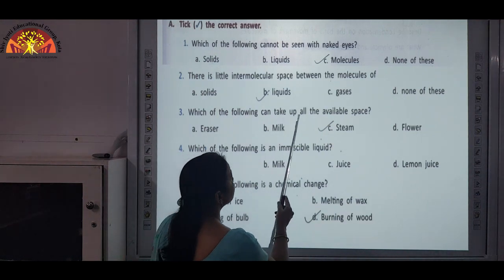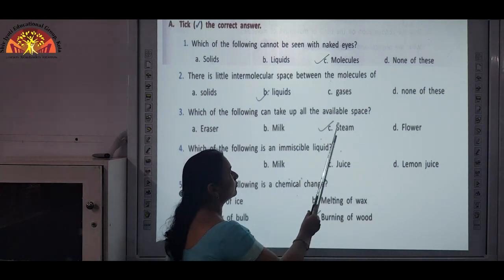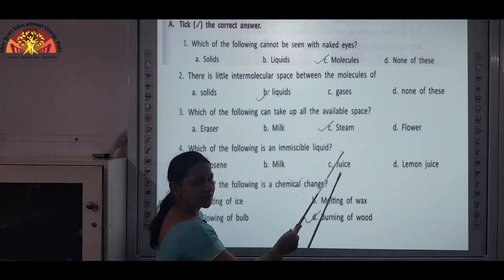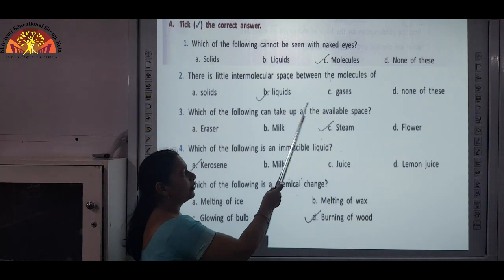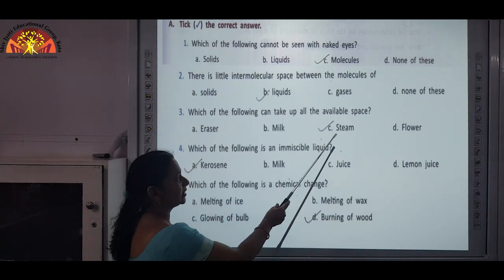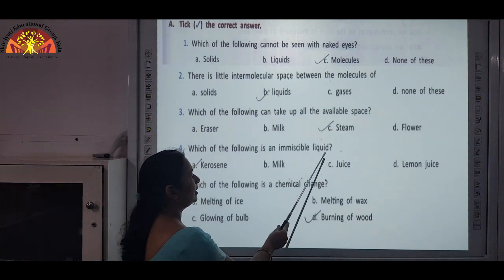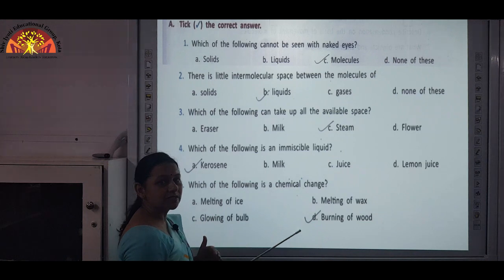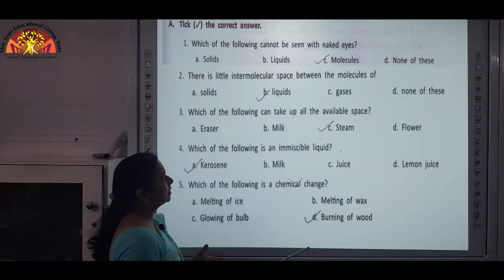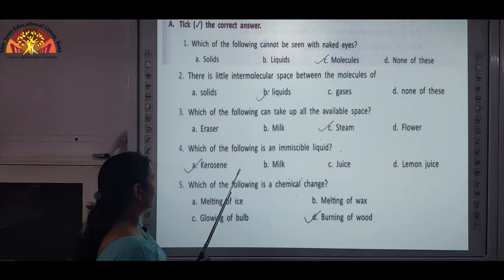Which of the following can take up all the available space? The gaseous form between the four is steam. So, the molecules are free to move and they take up all the available space. So, the correct answer is steam here. Which of the following is an immiscible liquid? As I told you just now, kerosene is a liquid which does not mix with water. So, kerosene is an immiscible liquid here.